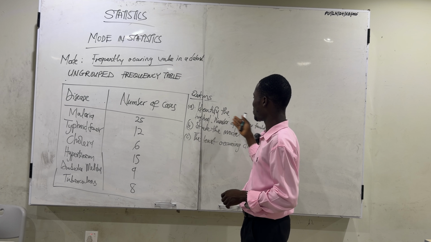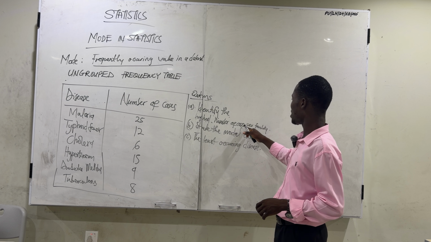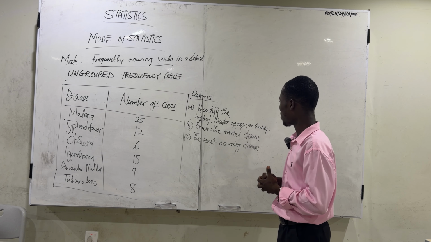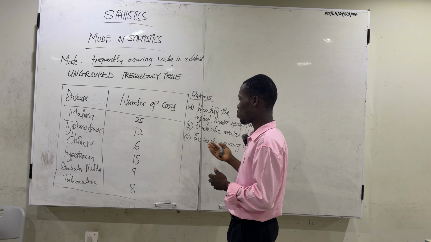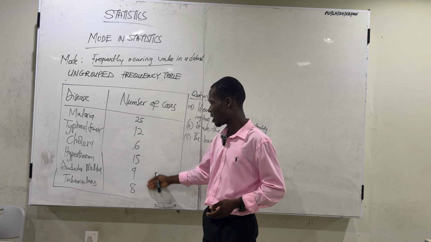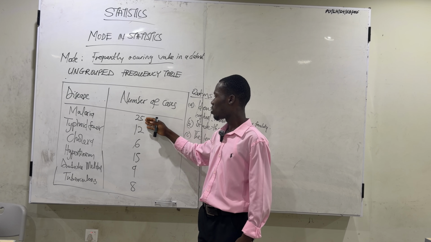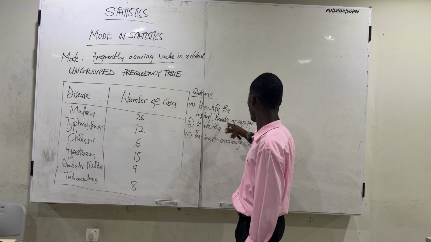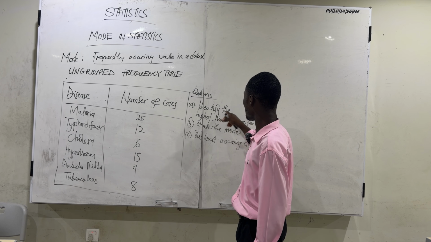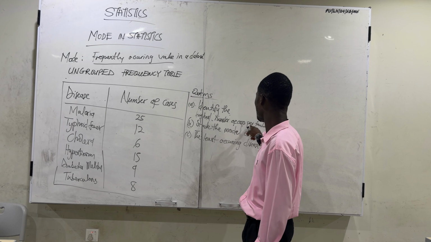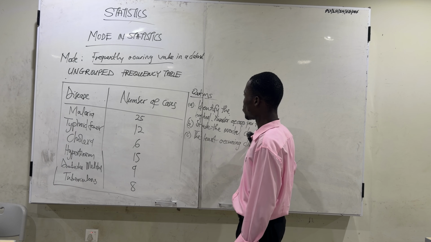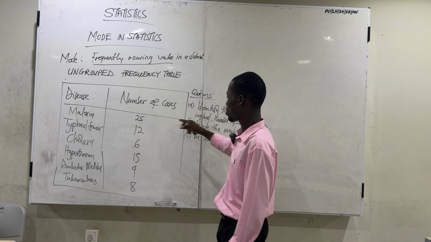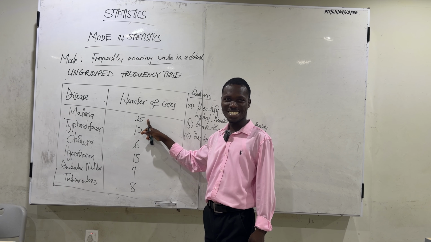Okay, so now let's look at this one. It says identify the highest number of cases per facility. So they are talking of the highest. If you look at this data, the highest is 25. And they are asking for the highest number of cases per facility. So with that one, it becomes 25. Are you getting that?